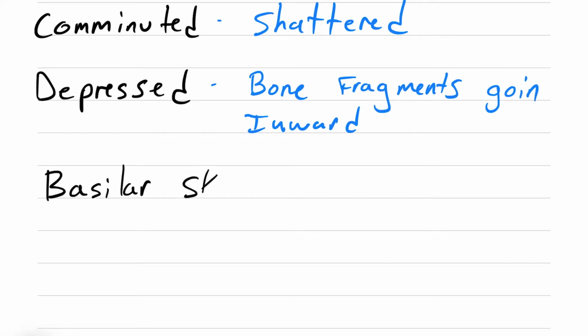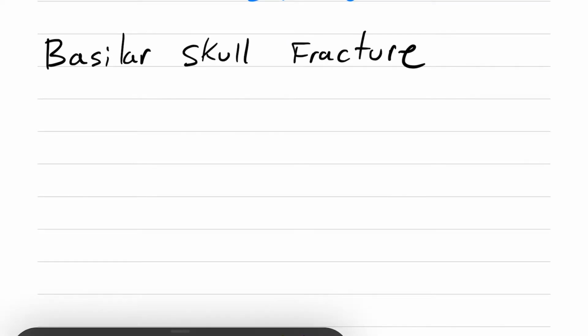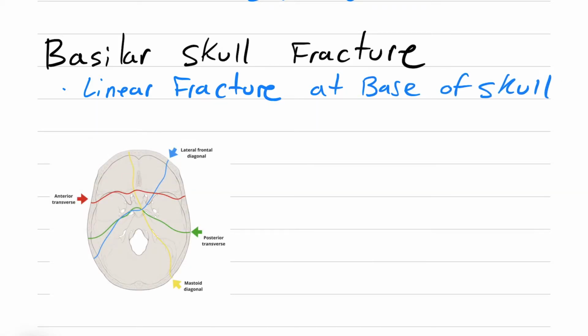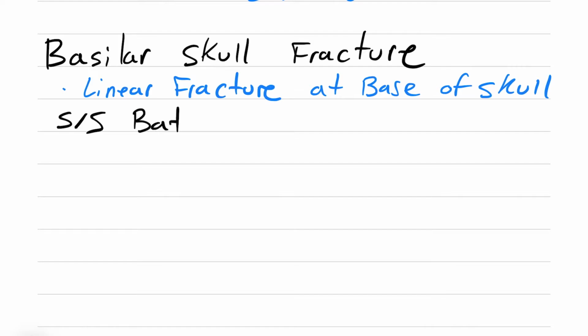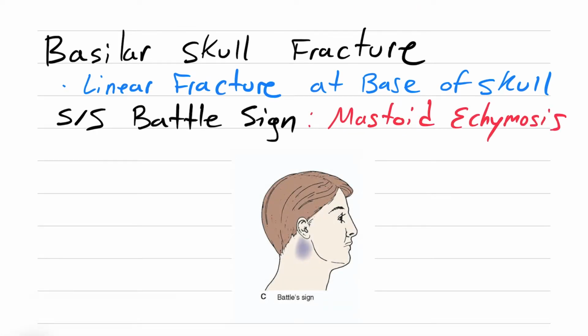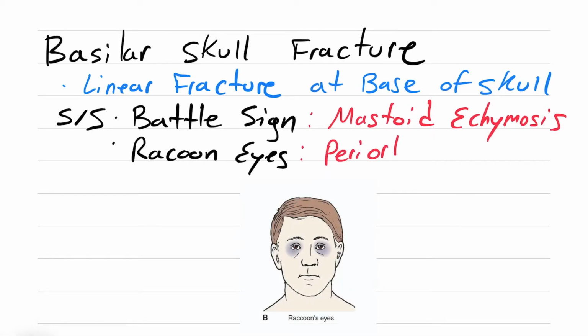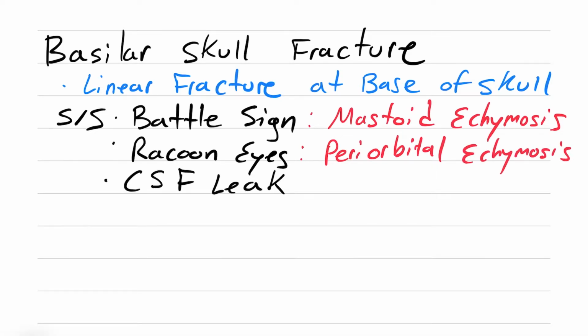The last and most important skull fracture is called a basilar skull fracture, and this is when there's a linear fracture at the base of the skull. The signs and symptoms of this fracture develop over several hours, and the symptoms include something called battle sign, which is mastoid ecchymosis. This means there's bruising behind the ear, or something called raccoon eyes. This means there's periorbital ecchymosis, or bruising around the eyes. There can also be CSF leak, or cerebrospinal fluid, and this can be coming out from the ears or nose.